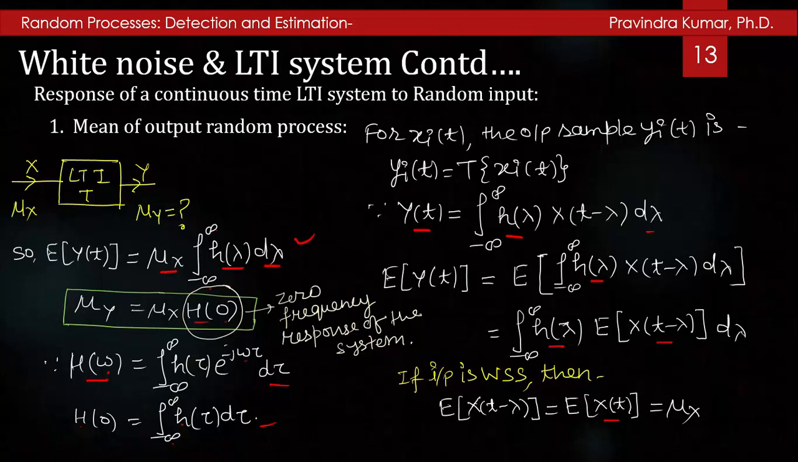So from here we can conclude that the mean of the output random process produced at the output of the LTI system in response to the wide sense stationary random process x(t) is equal to the mean of x(t) multiplied by the zero frequency response of the system.